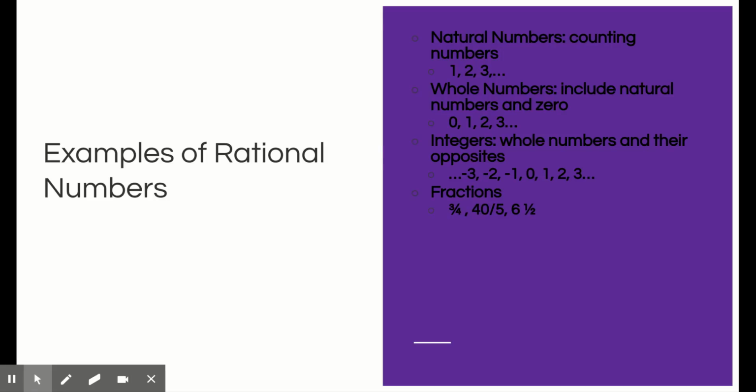Fractions, 3 over 4, which is the same thing as 0.75, and that will be rational, okay? It can be a decimal, but the decimal has to repeat. If it is not a repeating decimal, that is no longer a rational number, and it has to be able to make a fraction. If it cannot make a fraction, then it's not a rational number.